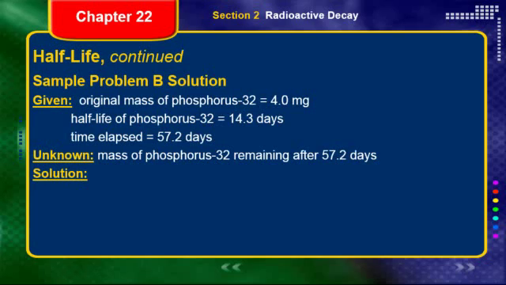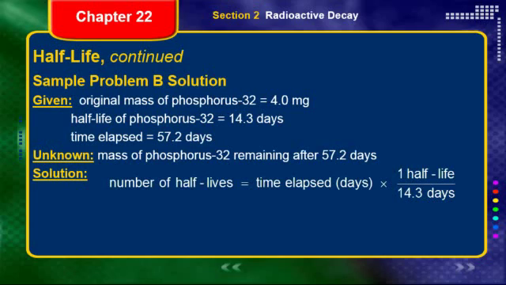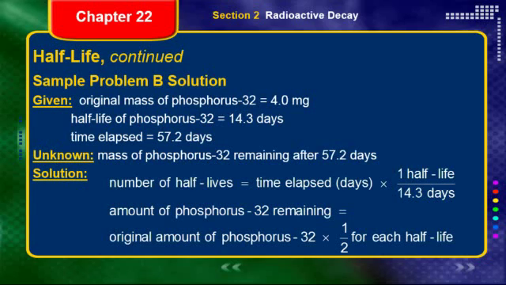So in order to solve this, we're going to take the number of half-lives. We're going to see that one half-life is 14.3 days, and we're going to use that as a conversion factor. So we're going to have time elapsed in days, which is 57.2 days. We're going to use one half-life is equal to 14.3 days as a statement of equality to create our conversion factor.